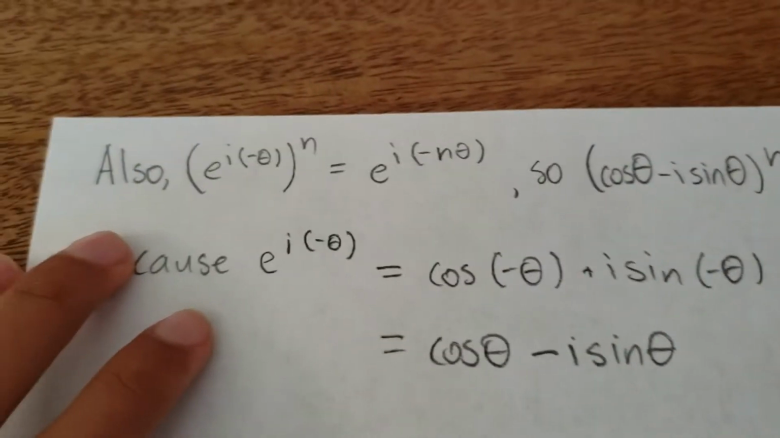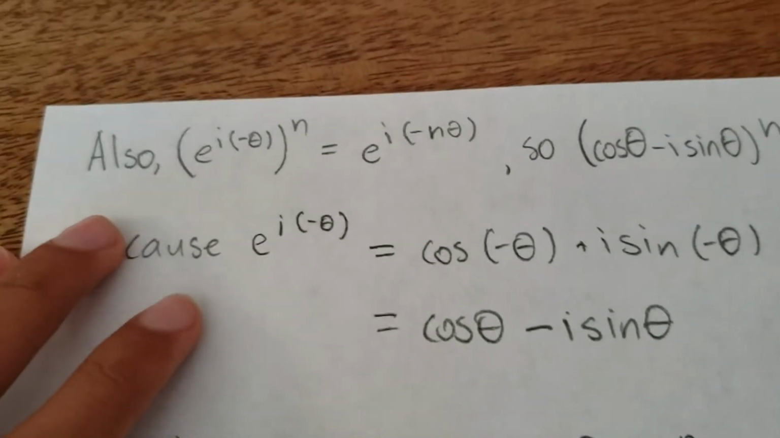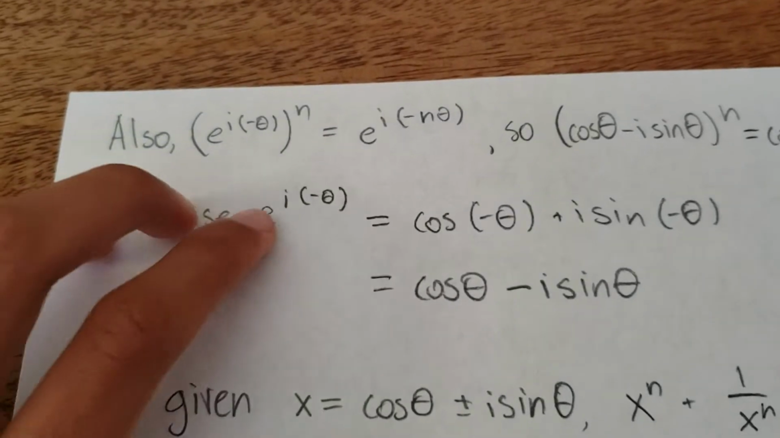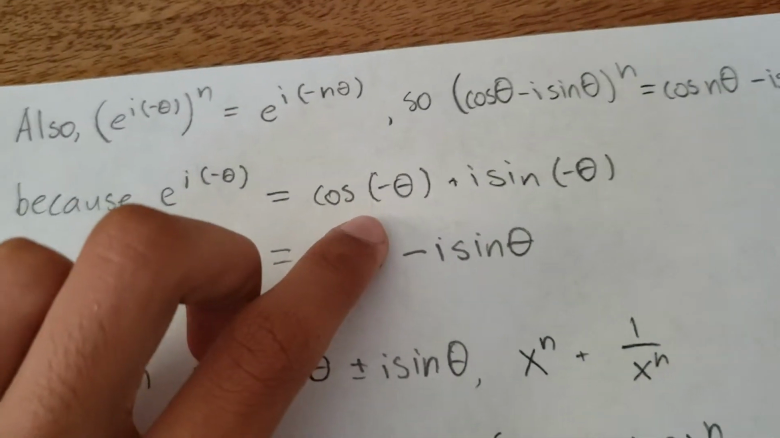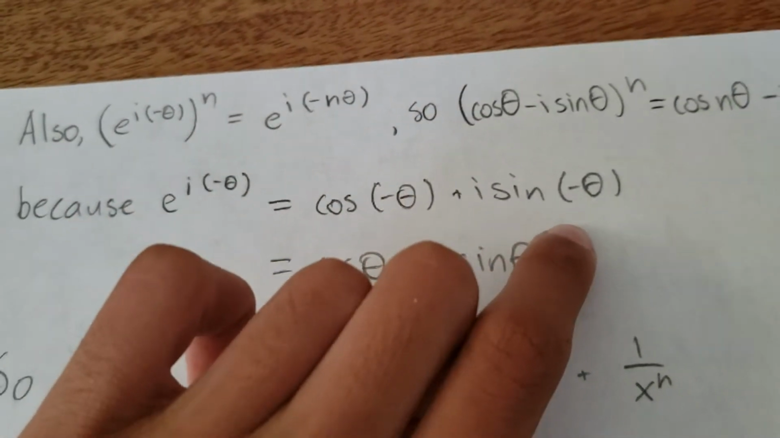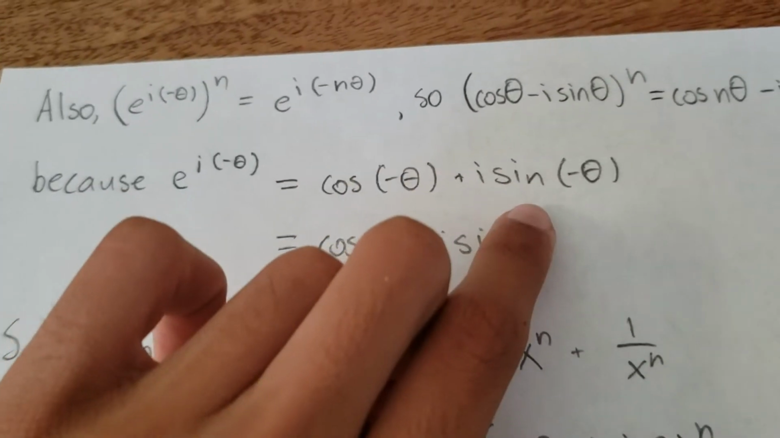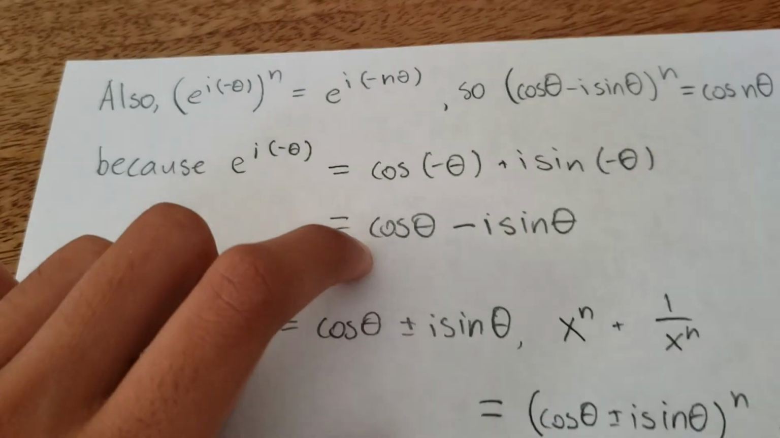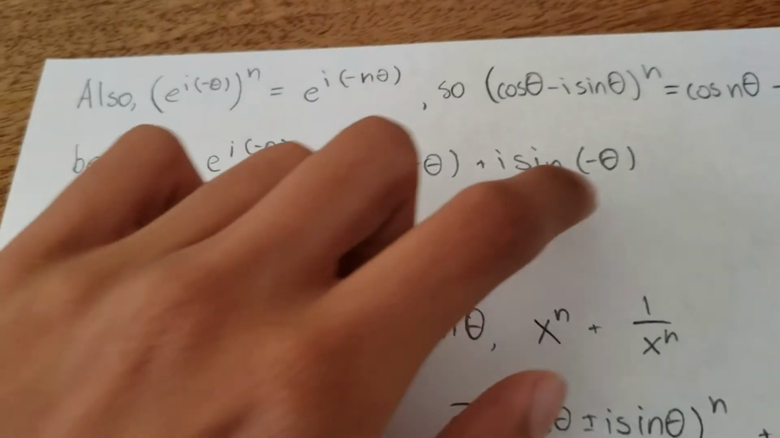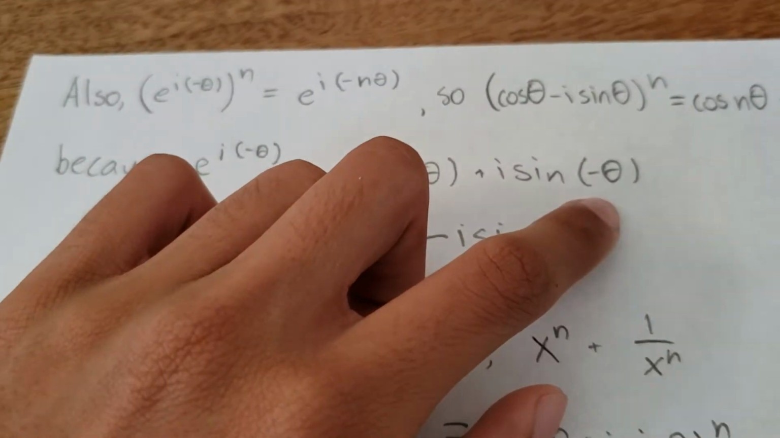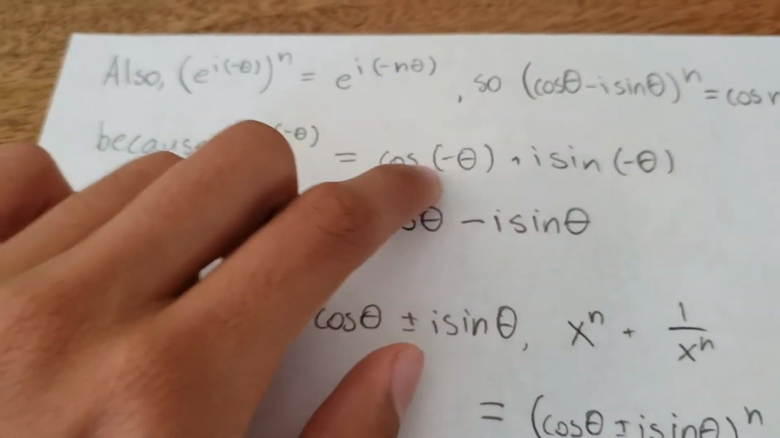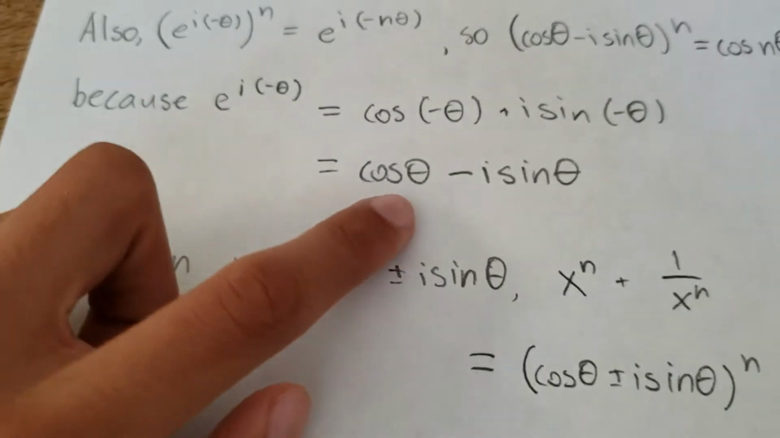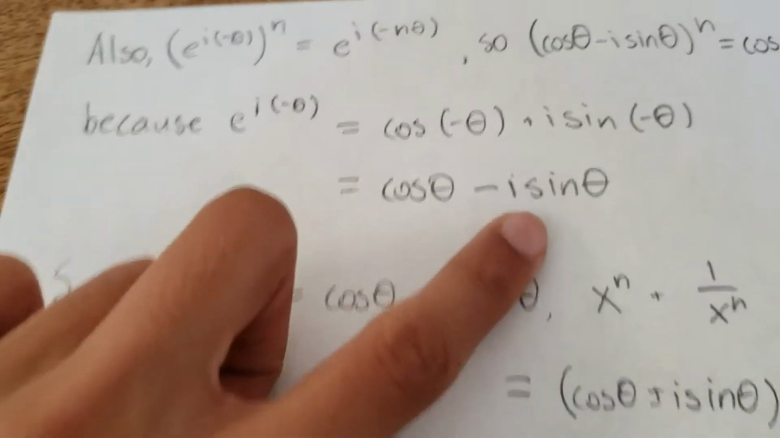This time, we'll similarly use Euler's formula, except we'll do e to the i negative theta, which is equal to cosine of negative theta plus i sine of negative theta. And because sine is odd and cosine is even, this simplifies to cosine of theta minus, because whenever you plug a negative argument into an odd function, you can just multiply by negative 1 and put in the positive argument. So it's cosine of theta minus i sine of theta.